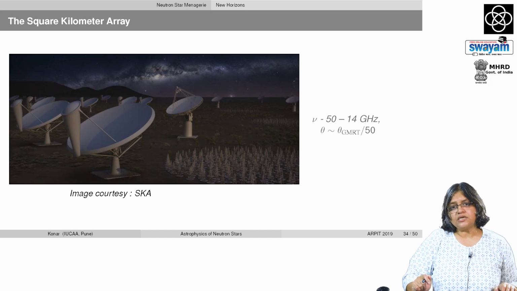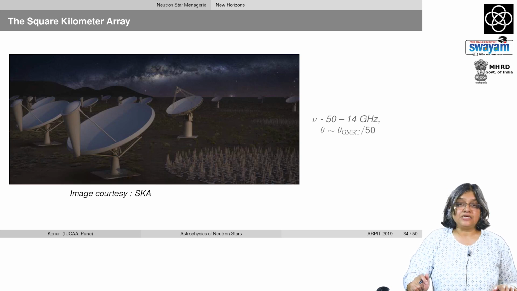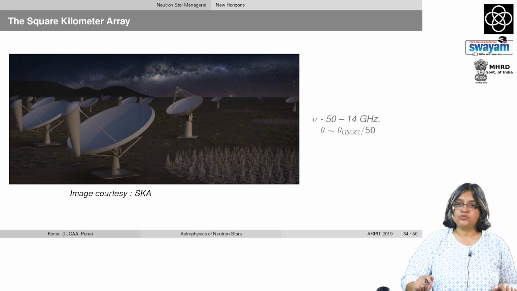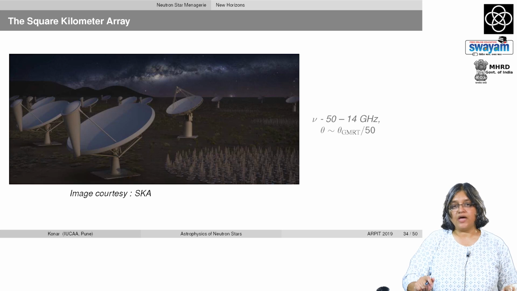Now, the next generation of telescope is, of course, the Square Kilometre Array, which is being built in South Africa and Australia. The expected frequency range in which it will operate is 50 megahertz to about 14 gigahertz, and the expected angular resolution would be 50 times smaller than the angular resolution achieved by GMRT. So, this is really going to be a new age telescope through which you would have a far better understanding of the universe.